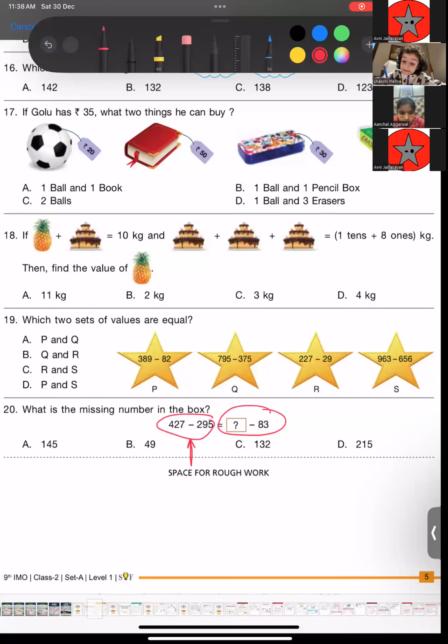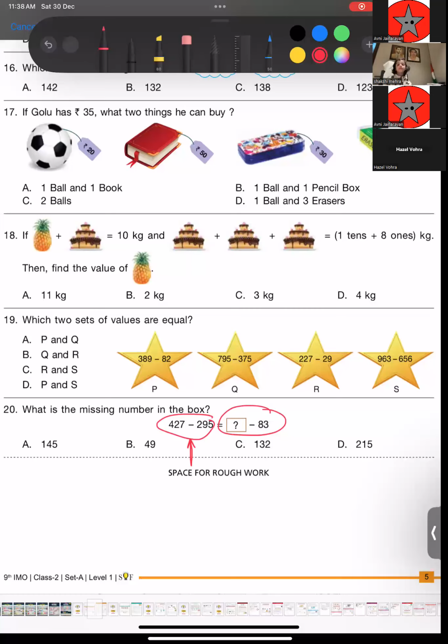I hope Kabir, Samaira, Sakshi, and has Hazel joined? Yes, ma'am. You guys are following, okay? Ma'am, I need a pencil. Okay.